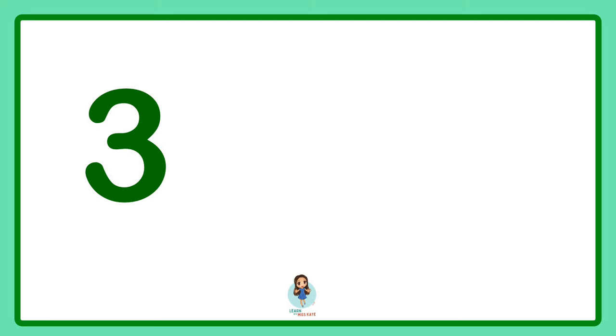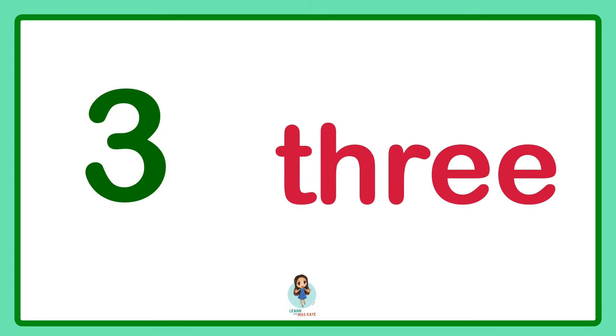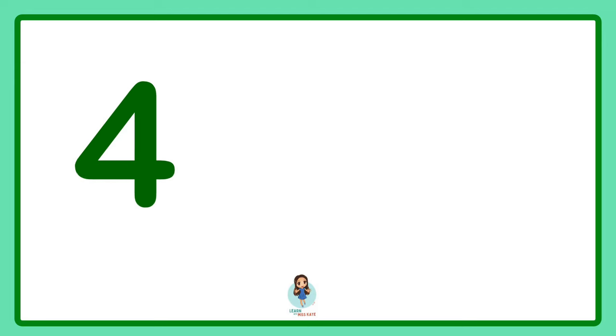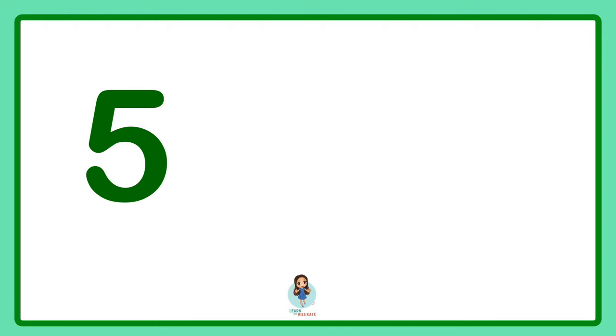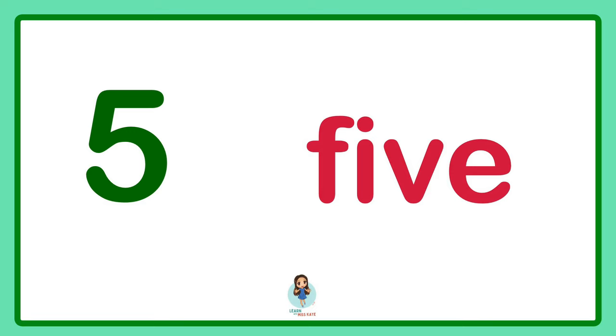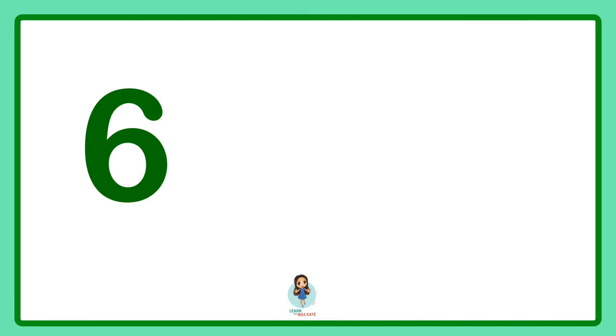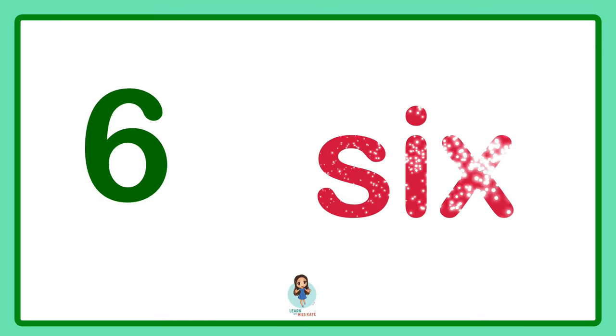Do you know what number is this? It is 3. And 3 is spelled like this one. What number is this? It is number 4. This is number 5. And 5 is spelled like this one. This is number 6. And we spell 6 like this.